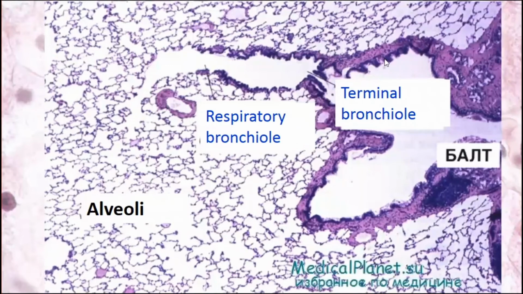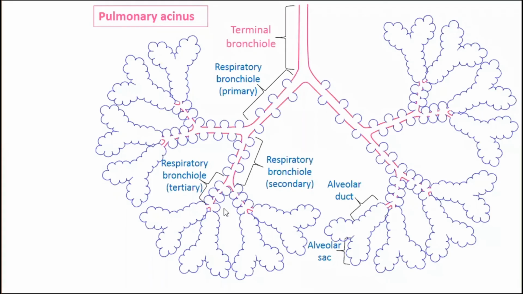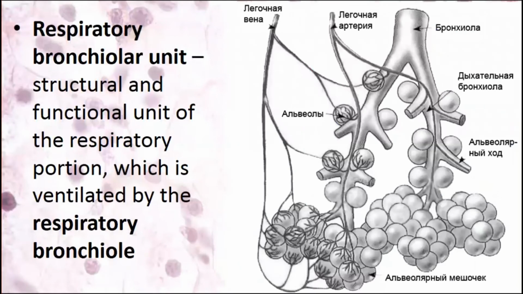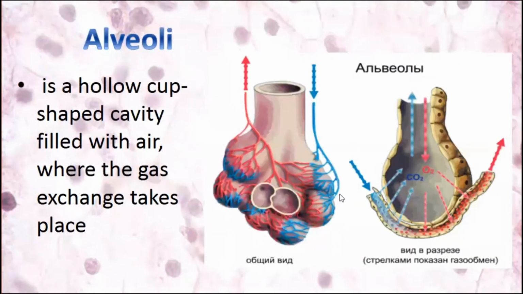And here we can see terminal bronchiole, and here we can find respiratory bronchiole and numerous alveoli. And this region is called pulmonary acinus, and part of this region which is ventilated by respiratory bronchiole is called respiratory bronchiolar unit. So it's the structural and functional unit of the respiratory portion which is ventilated by the respiratory bronchiole. And here we can see respiratory bronchioles, and they have inclusions of alveoli in their wall.